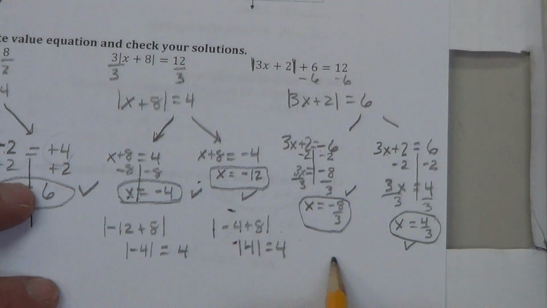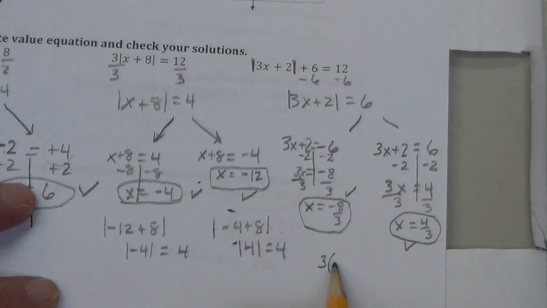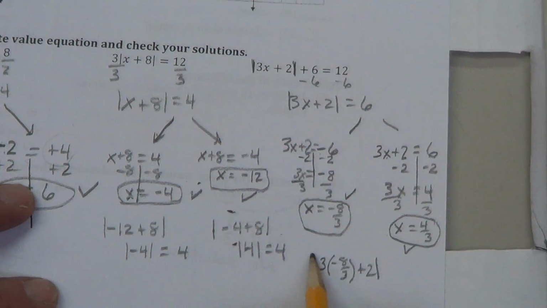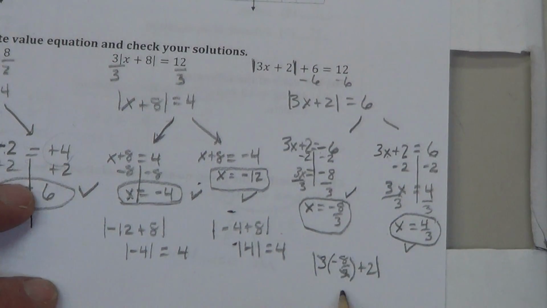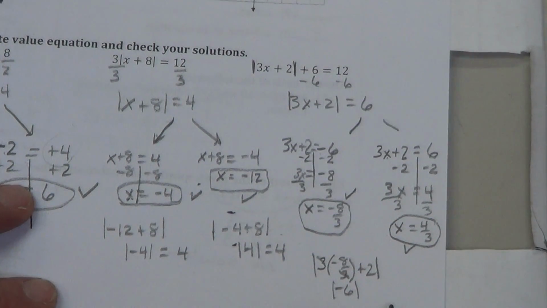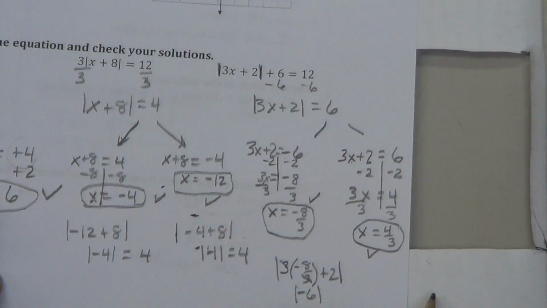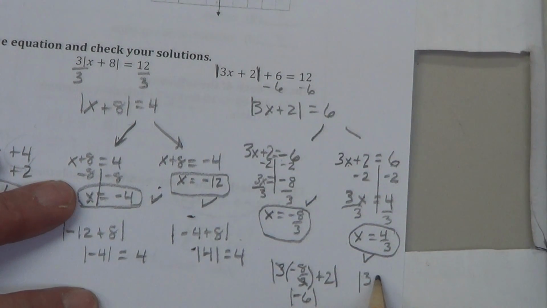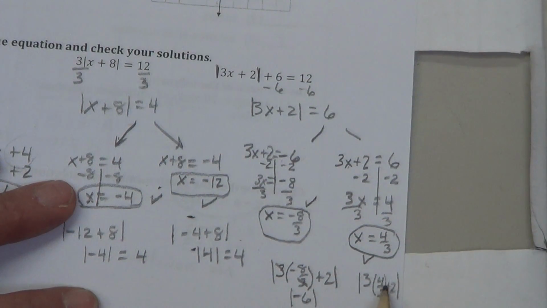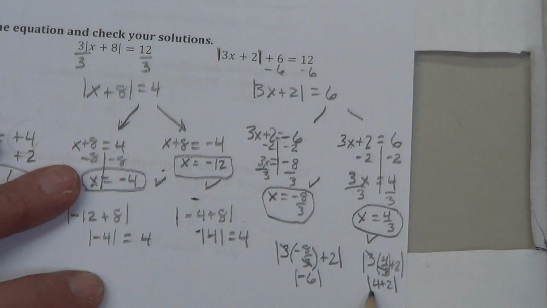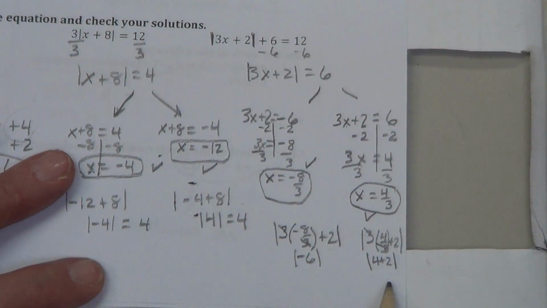We can put them back in there to check them. 3 times negative 8/3 plus 2. The 3's would cancel. We'd get negative 8 plus 2. Negative 8 plus 2 is negative 6. Absolute value of negative 6 is 6. So it does check. Here we have absolute value of 3 times 4/3 plus 2. The 3's will cancel, and we have 4 plus 2, which is positive 6. Absolute value of positive 6 is 6.